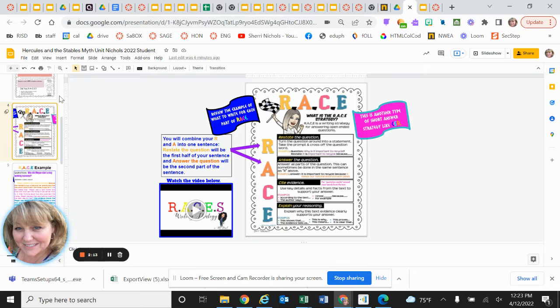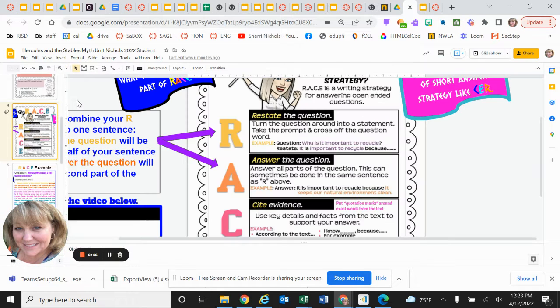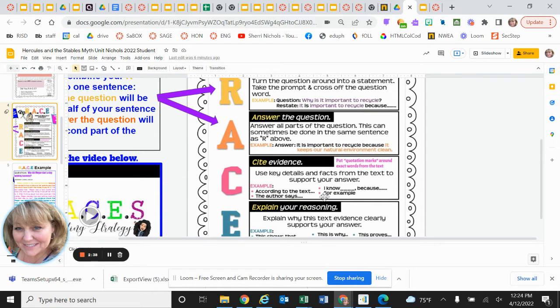And if we zoom in a little bit, we can see, so let's say the question is, why is it important to recycle? You restate it by saying, it is important to recycle because. And the answer would be like, it is important to recycle because, and if you read the passage, this particular one would say, it keeps our natural environment clean. And then you have to cite it. And when you cite it, you're going to say things according to the text. The author says, I know blank because, for example. So you're going to cite evidence from the text and put quotation marks around the exact words from the text.